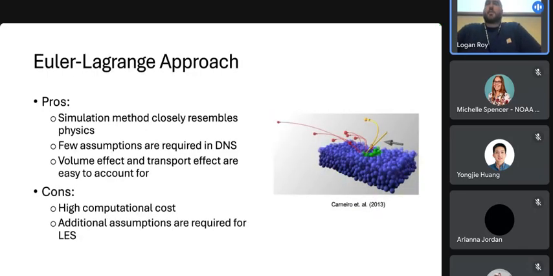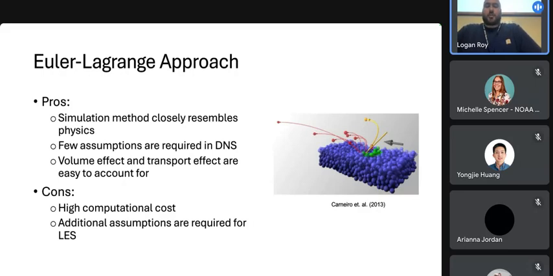Moving on to the pros and cons of the Euler-Lagrange approach. One of the big pros, and this is maybe a little philosophical, but I think it's really important and positive, is that this simulation closely resembles physics. It's an intuitive way to model these things. You have particles moving around, they have histories, they have trajectories. It's good that this approach simulates that in a really explicit way. So that I think is a pro.